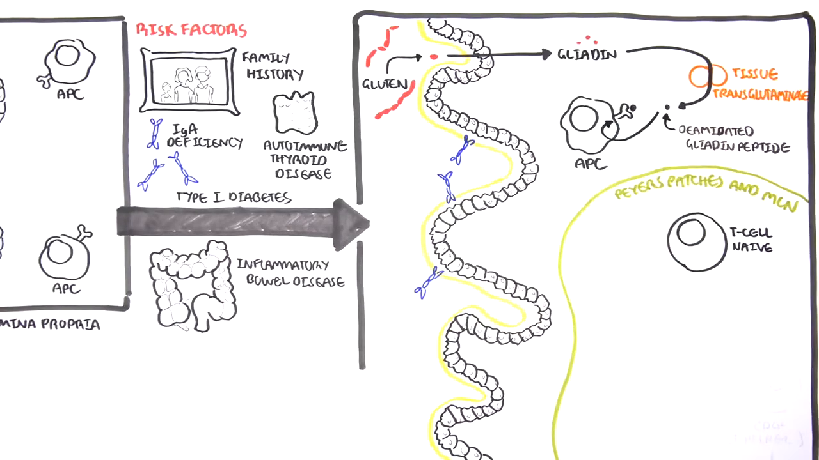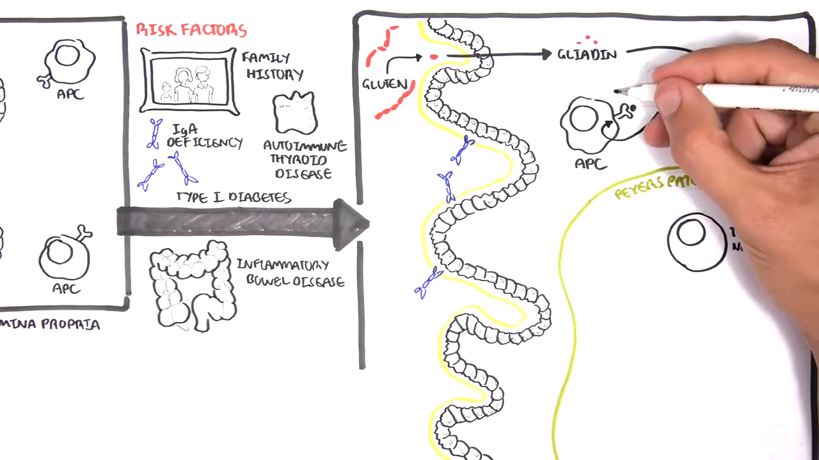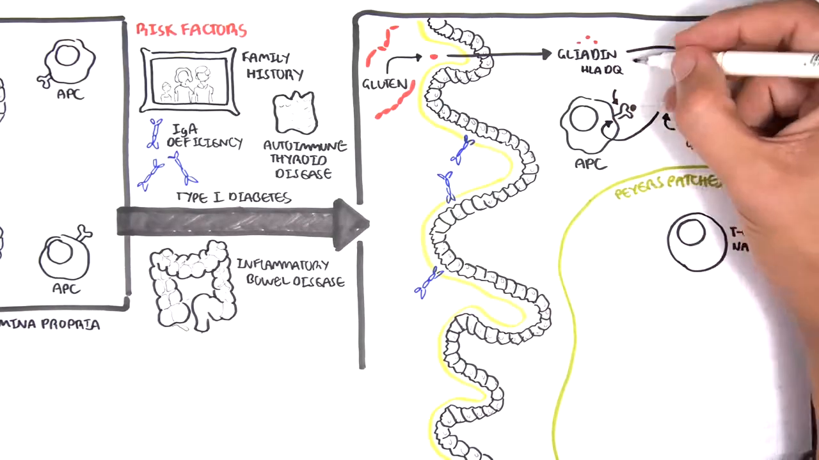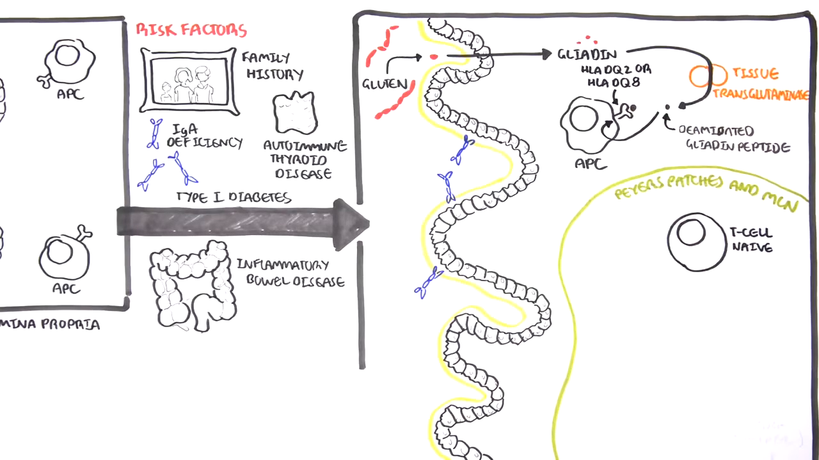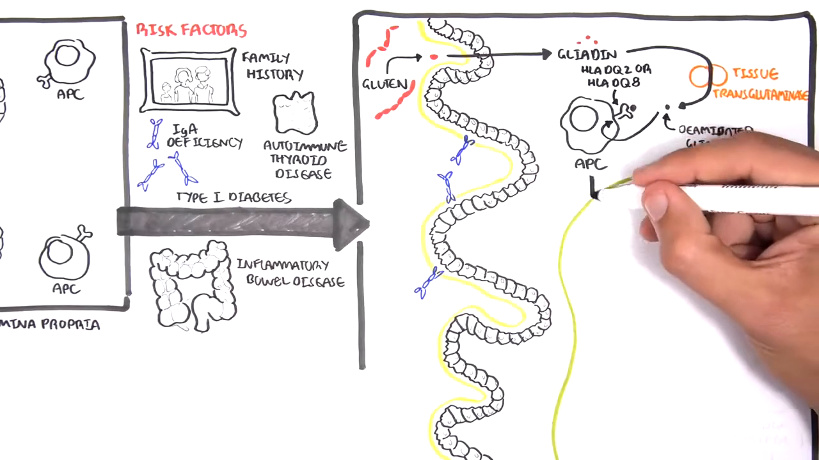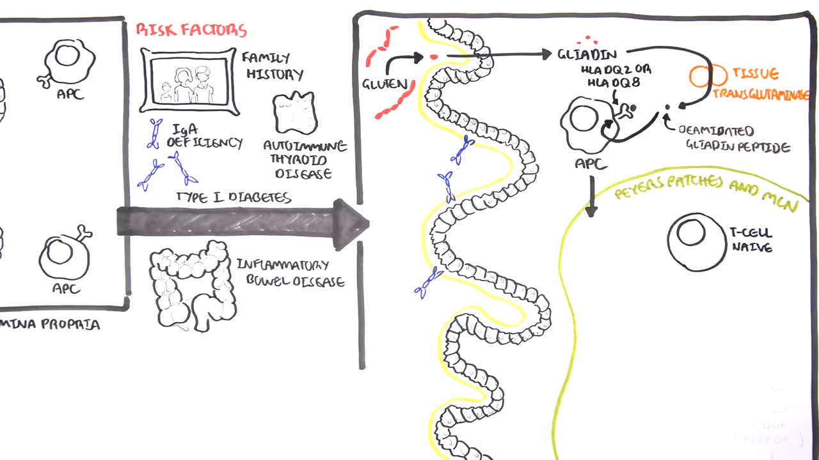The antigen-presenting cell will then present this peptide onto a specific class of molecule called the HLA-DQ2 or HLA-DQ8. And so this antigen-presenting cell will bring this deamidated gliadin to nearby lymphoid tissues, such as the Peyer's patches or the mesenteric lymph nodes. And here, the antigen-presenting cell will present this gliadin peptide to the naive T cells.